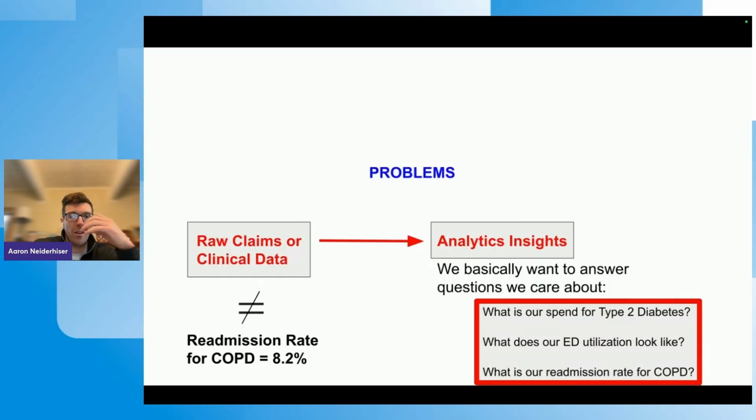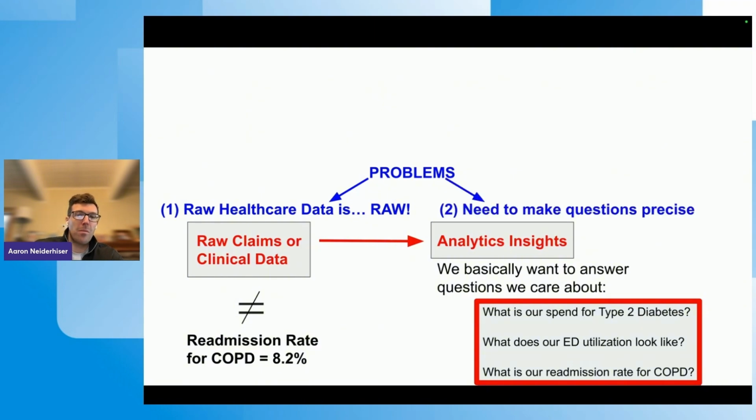So to sum up here, we have two problems that we have to deal with. One is raw healthcare data is in fact raw. It has all these atomic level codes that don't directly have the concepts that we need to answer questions. And then the second problem is we need to make our questions more precise.